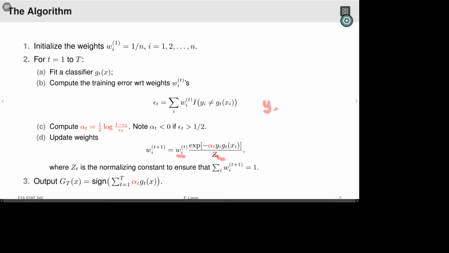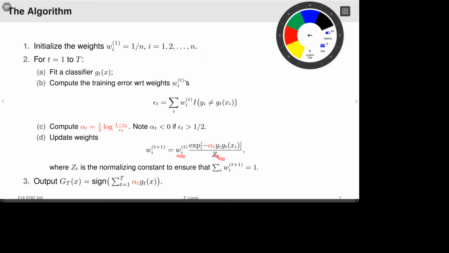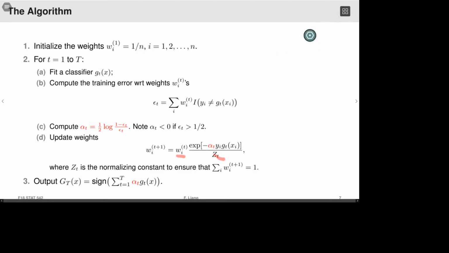Oh, this is an awful color. Okay, so let's see how we change the weight. Oh, that's strange. Oh, cute.